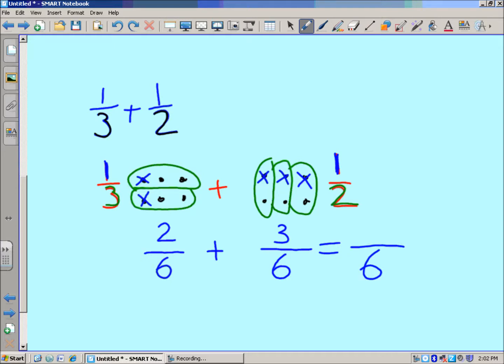I mean, technically you could take these x's and move them over here, and you'd see that if I could cover that up, there we go. If you added those together, it would be 5/6. I'm going to put those back over there, move that one back. So now you see 2 plus 3 equals 5, and your answer would be 5/6.